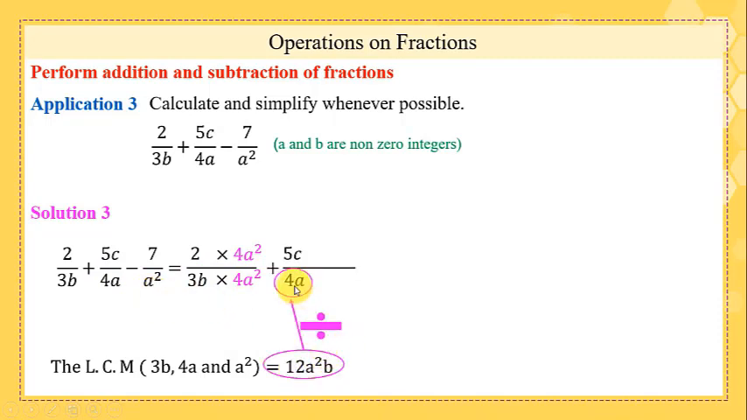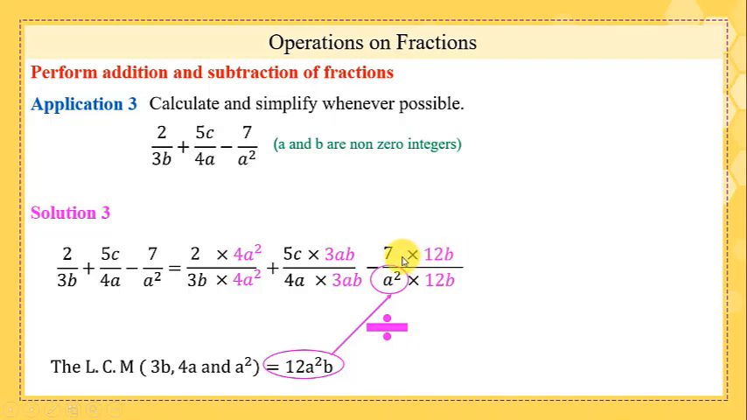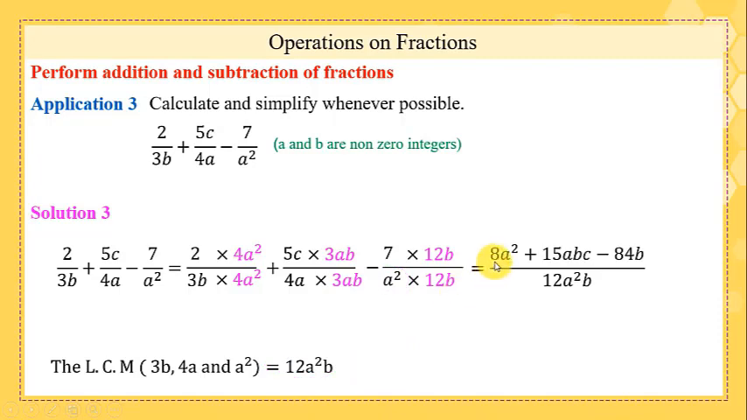12a square b divided by 4a is equal to 3ab. Then we will multiply the numerator and denominator by 3ab. Minus, 12a square b divided by a square is equal to 12b. Then we will multiply 7 by 12b and a square times 12b. The result will be 8a square plus 15abc minus 84b over 12a square b.